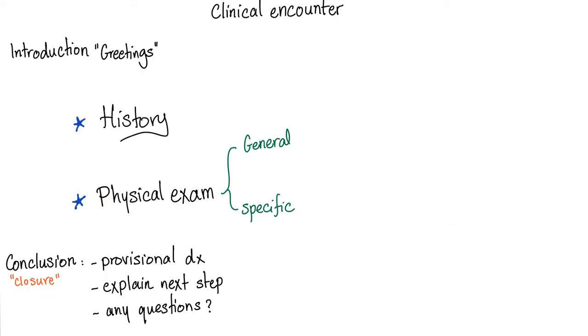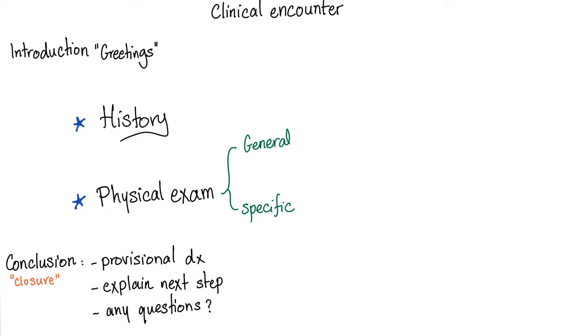The clinical encounter consists of: first, introduction or greetings. Hey, how are you? What's up? What do you do for a living? If the patient says he's unemployed, go ahead and skip it. Go to the next question. Then we have the history.